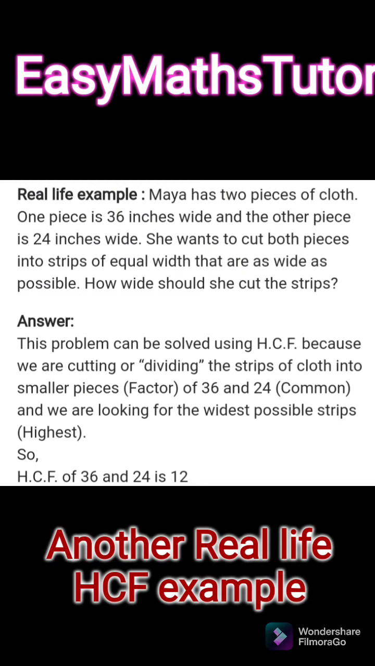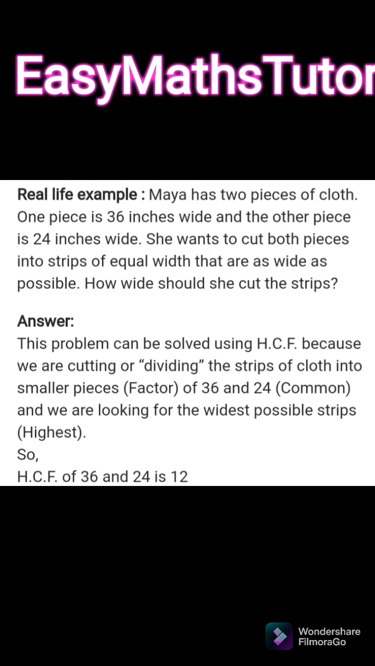So let's take another real example of HCF. Maya has 2 pieces of cloth. One piece is 36 inches wide and the other piece is 24 inches wide. She wants to cut both pieces into strips of equal width that are as wide as possible. How wide should she cut the strips?